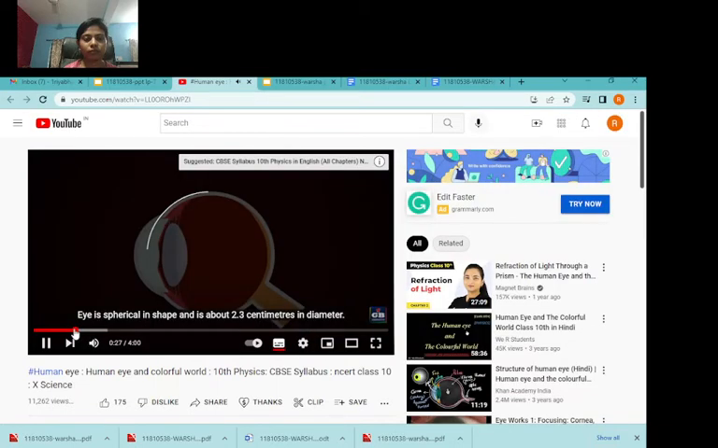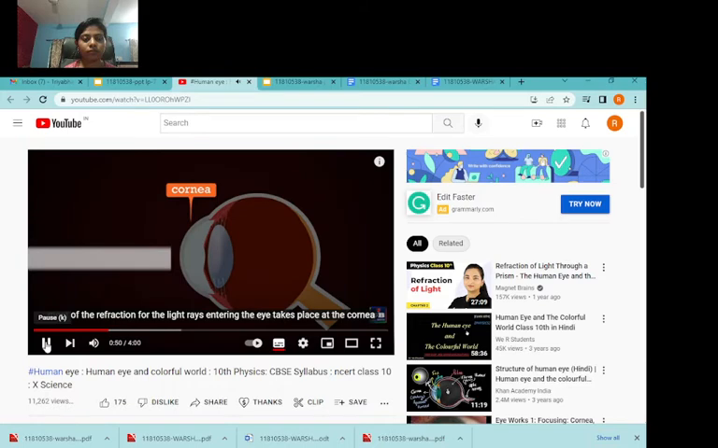Eye is spherical in shape and is about 2.3 centimeters in diameter. We will be able to see a thing when light falling on that object reflects to our eyes. That means the light should enter our eyes. How does it enter our eyes? It enters through the cornea. Cornea is the front bulged transparent part of the eye. Most of the refraction for the light rays entering the eye takes place at the cornea. The light then falls on the crystalline lens through the pupil. If very bright light enters into our eyes, the inner parts of the eye may get damaged.